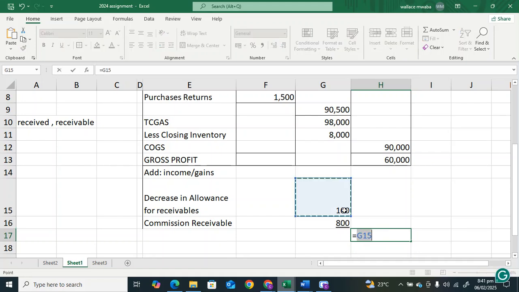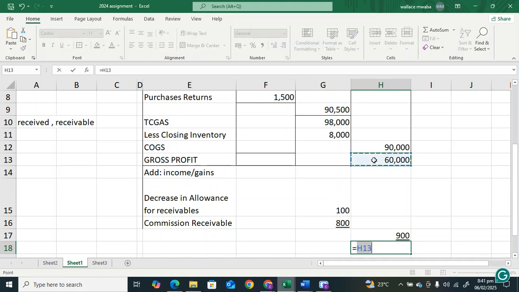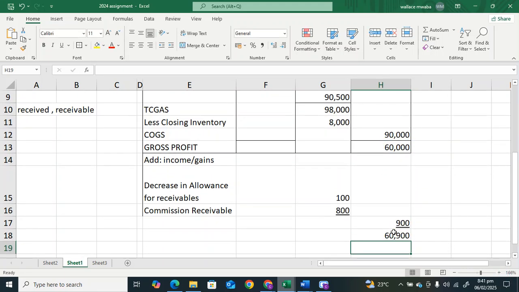So we add our total income here, 100 plus 800, we get 900. So we get our adjusted gross profit, 60,000 plus 900, 60,900. Okay, questions, queries before we proceed?